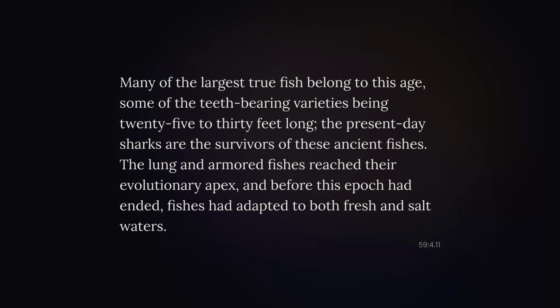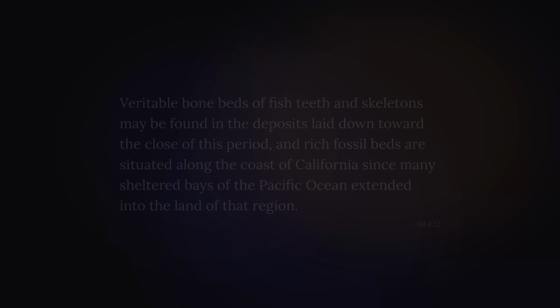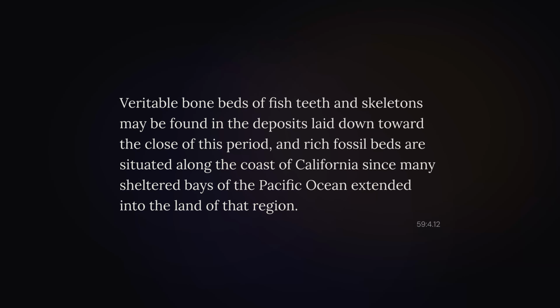The lung and armored fishes reached their evolutionary apex, and before this epoch had ended, fishes had adapted to both fresh and salt waters. Veritable bone beds of fish teeth and skeletons may be found in the deposits laid down toward the close of this period, and rich fossil beds are situated along the coast of California, since many sheltered bays of the Pacific Ocean extended into the land of that region.